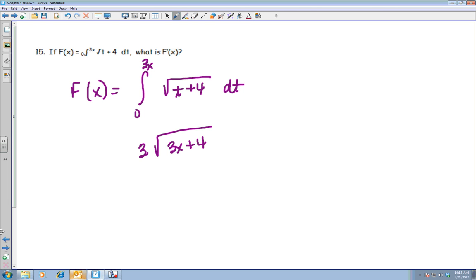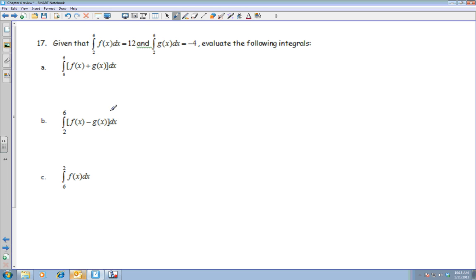17. Given that the integral from 2 to 6 of f of x is 12, and the integral of 2 to 6 of g of x is negative 4, evaluate the following. So 6 to 6. Well, we automatically know if my upper and lower limits are the same, my answer is 0. We like those. This time from 2 to 6 of f of x minus g of x. So f of x was 12 minus a negative 4, 16.